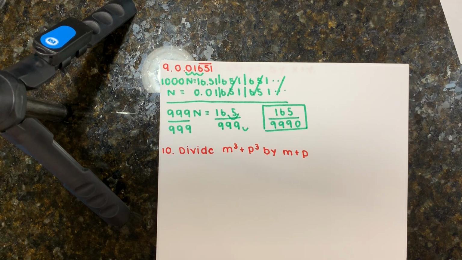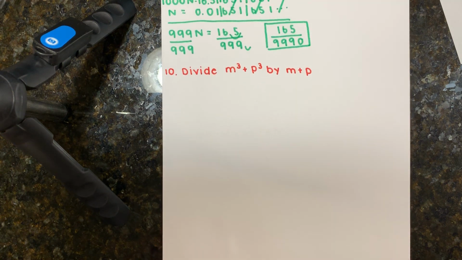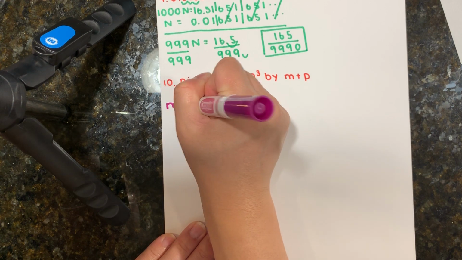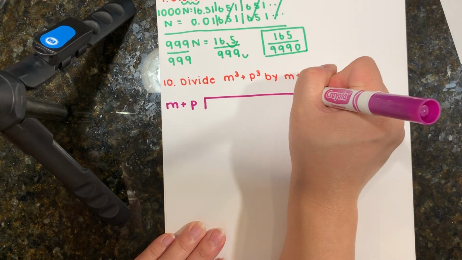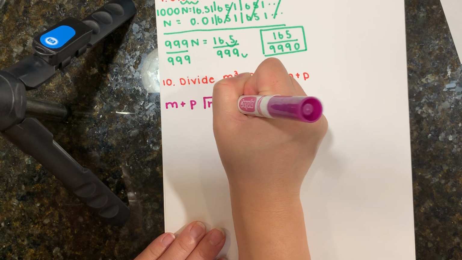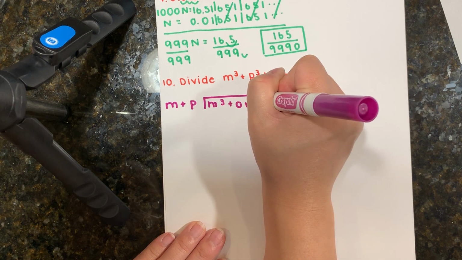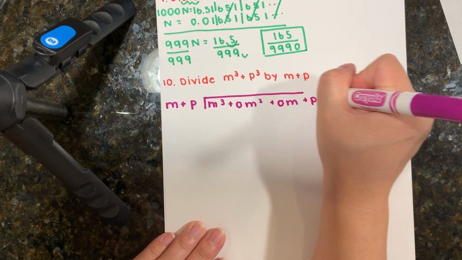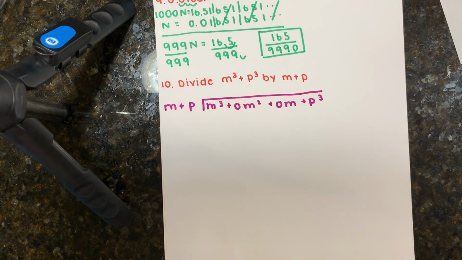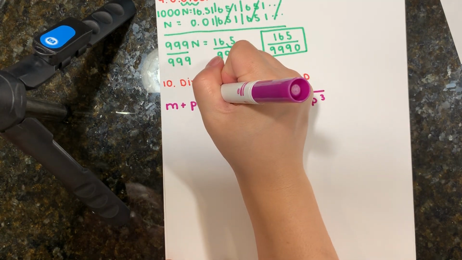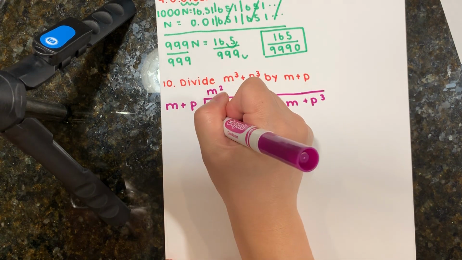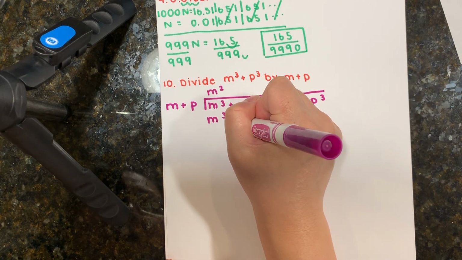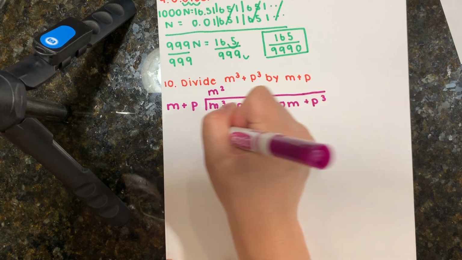Now moving on, we're going to look at number 10. Number 10 is just long division. So we're going to set this up by doing m plus p divided by, starting off with m cubed, then leave a space for the m squared, and leave a space for the m, and then plus p cubed at the end. Now when I divide m cubed by m, I get m squared. When I multiply it, I'm going to get m cubed. Multiply this by m squared, which gives me pm squared. Don't forget though that you're subtracting.